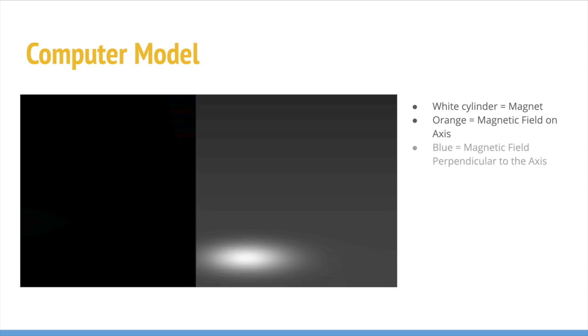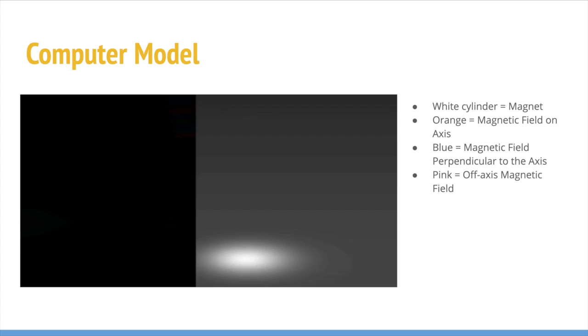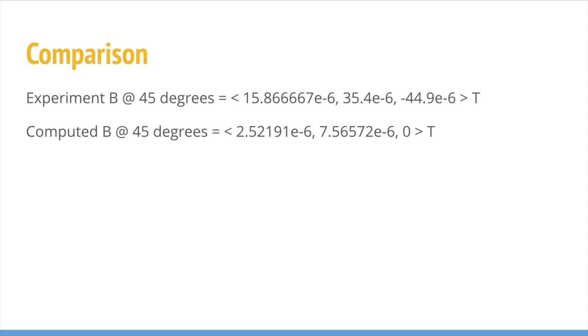This is the computer model created through the code, and the white cylinder represents the magnet, the orange arrows represent magnetic field on axis, the blue arrows represent magnetic field perpendicular to the axis, and the pink arrow represents off-axis magnetic field at 45 degrees. To compare the experimental and the computed value at 45 degrees, they are really similar in the values, except the z direction did not exist in the computed value.